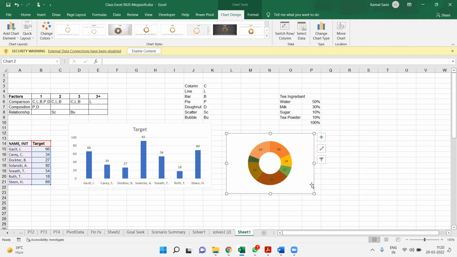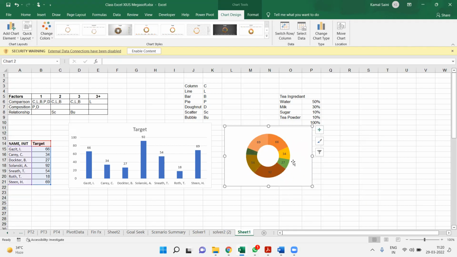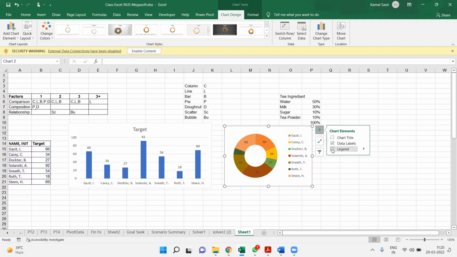But it is very difficult for me to understand which one is what. Which one is Gadget, which one is Solansky, which is Roth, which is Steen. One way is if you enable the legends, you'll be able to see them.